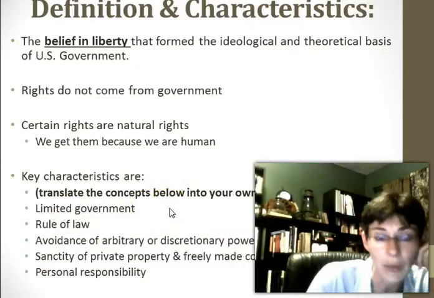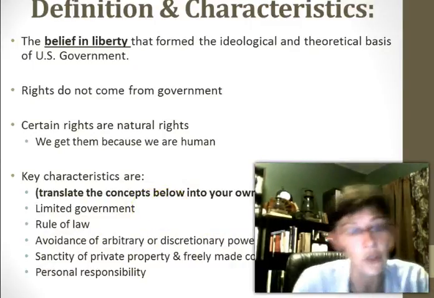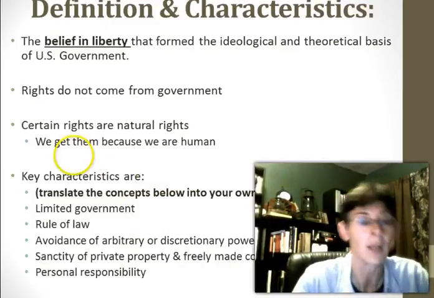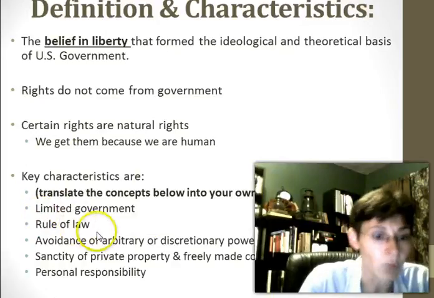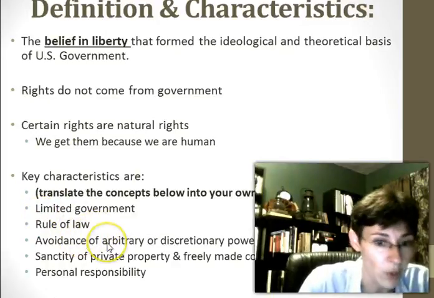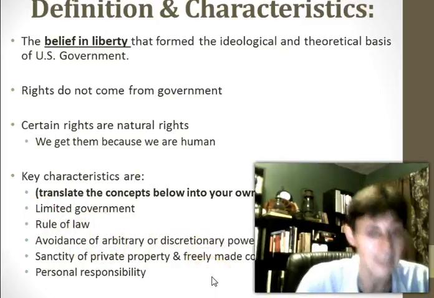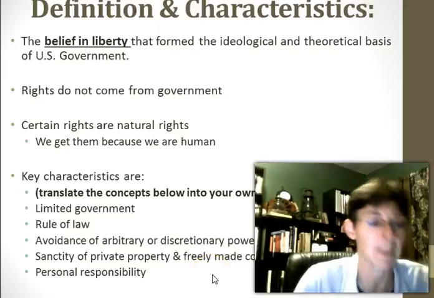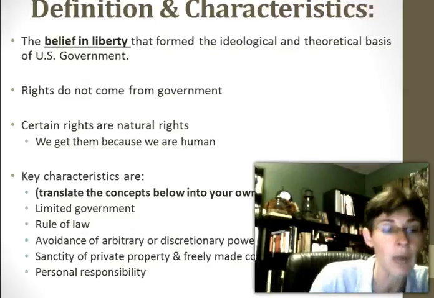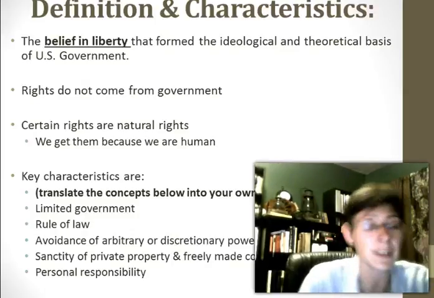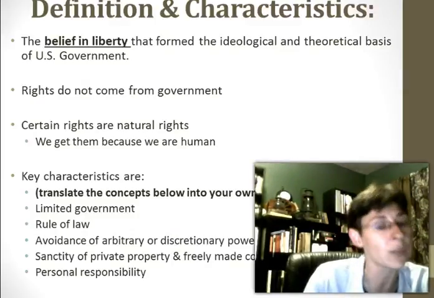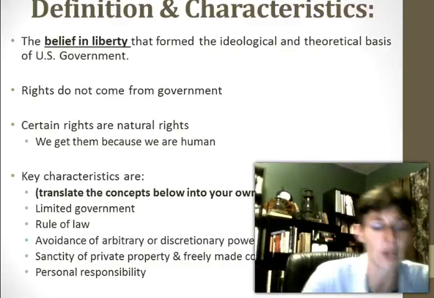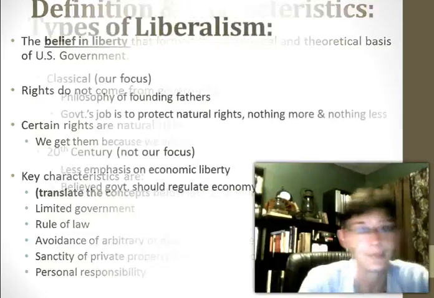Now I would like for you guys, as a formative assignment, to translate these into your own words so we can have a nice class discussion about what these things are and what they mean. Limited government, rule of law, avoidance of arbitrary or discretionary power, the sanctity of private property and freely made contracts, and personal responsibility. So I would really love it if you guys would take each of those characteristics and put them in your own words, kind of tell me what they mean to you, and then that'll give us a nice foundation for the start of our class discussion on this subject.